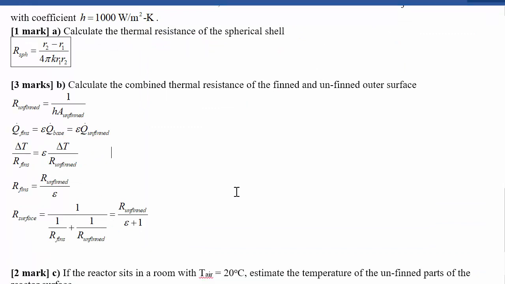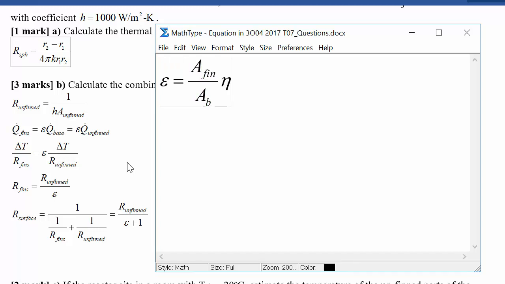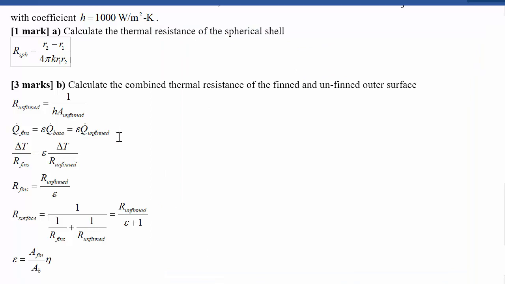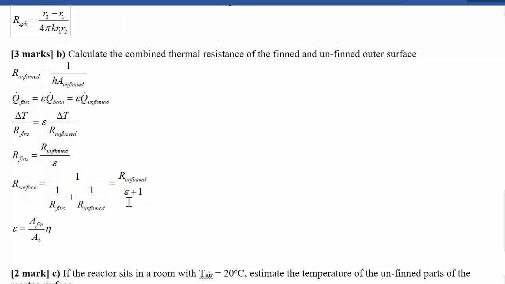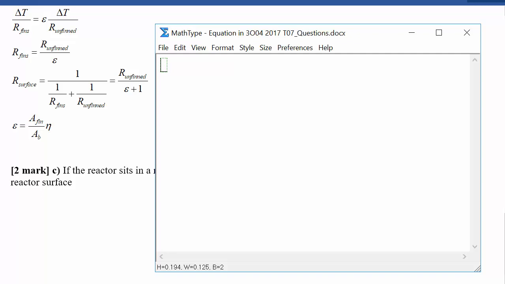So now I think we can substitute in and calculate some things. I guess the last thing we'd want to do is remember the effectiveness related to efficiency from before. This is the area of the fin over the area of the base of the fin times the efficiency, and they gave you all of those things in the start. Okay, so then you could substitute into there and calculate those resistances. The final part says if the reactor sits in a room with an air temperature of that, estimate the temperature of the unfinned parts of the reactor surface. So for this one, we're going to have to use the total temperature difference to get the heat flow.